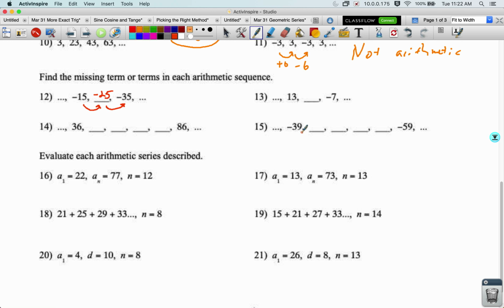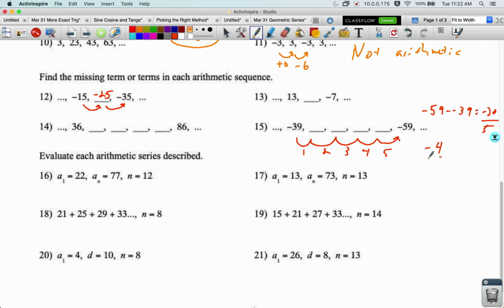But what do we do with something like 15, where we make 1, 2, 3, 4, 5 steps? Well, we can figure out that the difference here from negative 39 to negative 59 is minus 20. You can do that by doing negative 59 minus a negative 39 equals negative 20. And then I divide that into 1, 2, 3, 4, 5 steps. So divide that by 5 and we get that each step is negative 4.